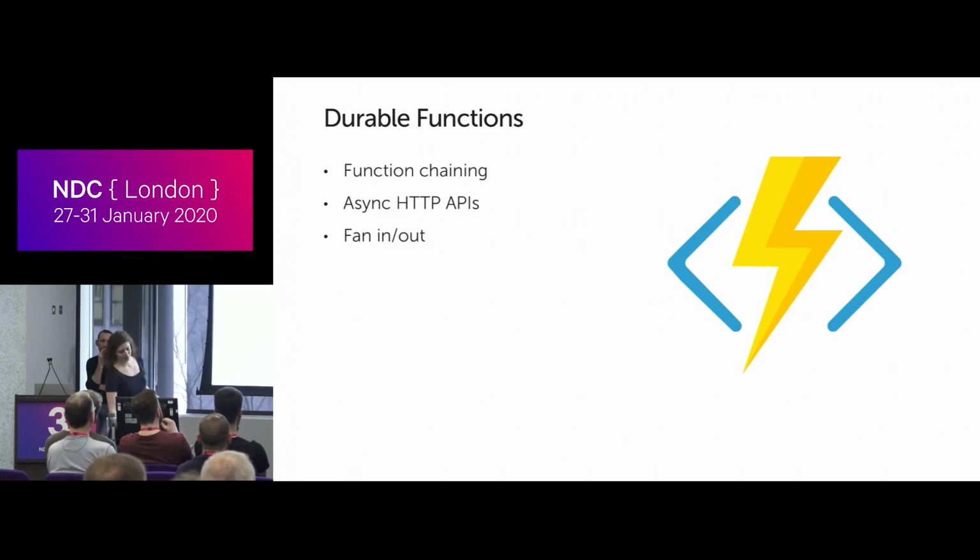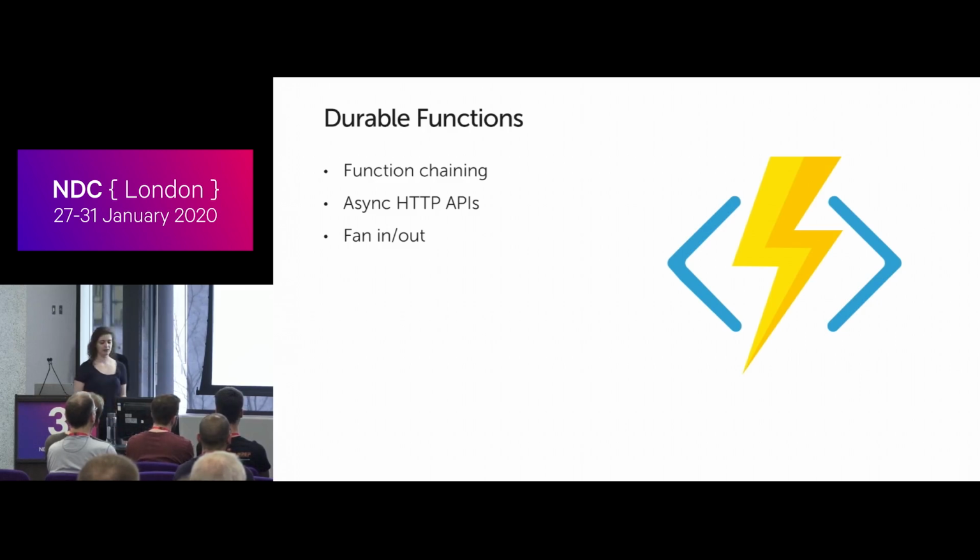Also built into durable functions is support for the async HTTP API pattern. If you don't know, this pattern basically means you kick off a long-running operation via an HTTP request. You're then redirected to a URL which you can poll for the state of the long-running operation. This is supported out of the box in durable functions and integrates really well with Azure Data Factory, which will automatically poll the function for completion.